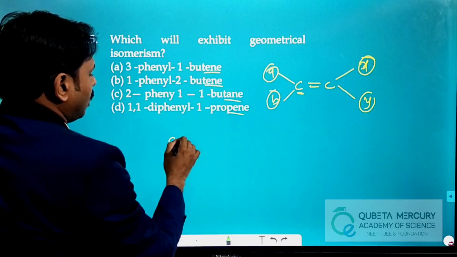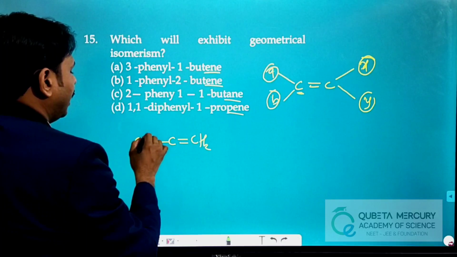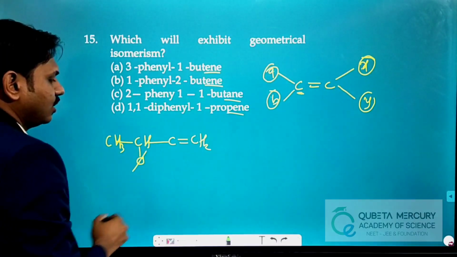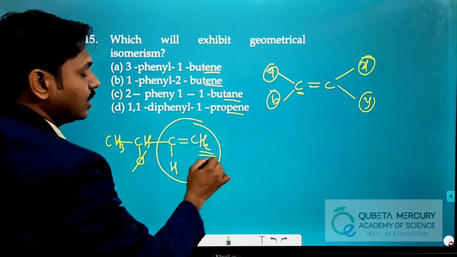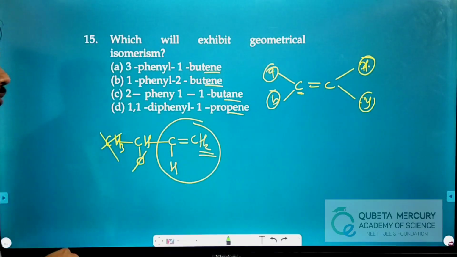3-phenyl-1-butene. So I am writing 1-butene like this, 1-butene and 3-phenyl. See, here we have a phenyl branch. Now this molecule is not satisfying this condition because it contains 2 hydrogens on this carbon. 2 are the same. So it cannot show geometrical isomerism. So this is not the right answer.